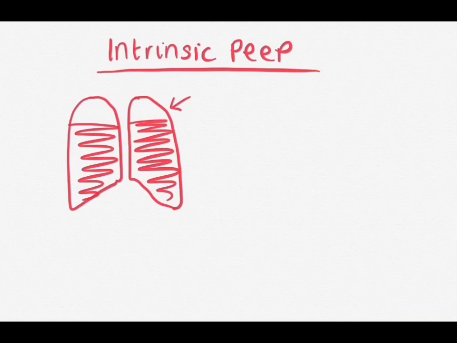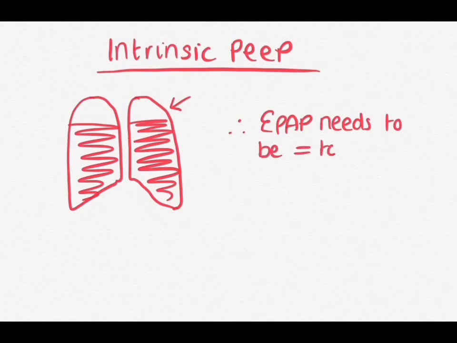If the EPAP we use with these patients is less than the positive airway pressure that they maintain themselves, we're therefore going to have ventilator asynchrony. We therefore need to try and match our EPAP to the patient's own levels of positive pressure to allow for free flow of air.